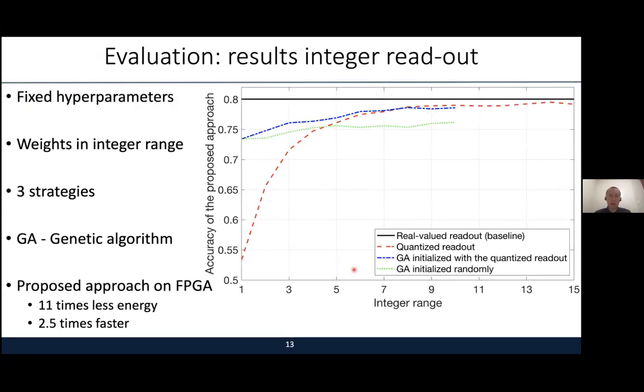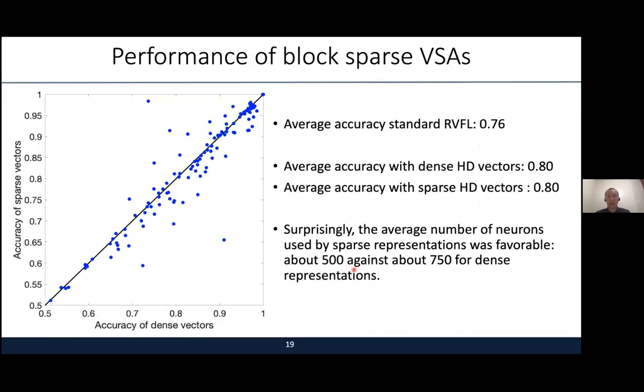But surprisingly, when we check the last slide, we see that when we're using block sparse VSAs, the average dimensionality was only 500 against 750 in the case of dense representations. And that was pretty surprising because intuitively we were thinking that if we use sparser HD vectors, it might be reasonable that these sparse vectors would require more dimensions to get similar results. But it wasn't the case.